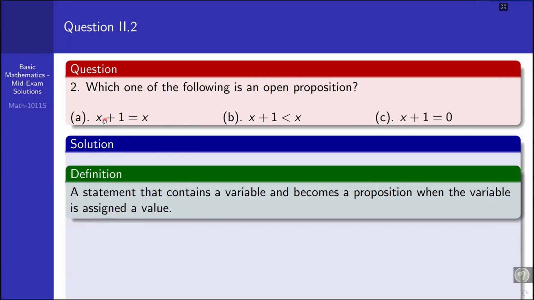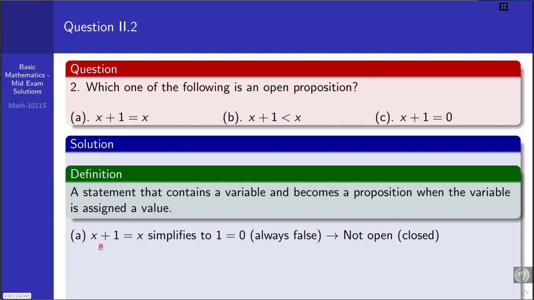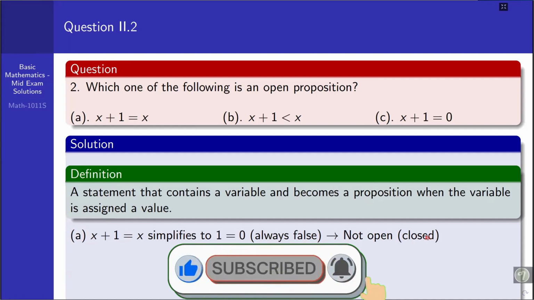So which of the given alternatives will satisfy the definition we already defined here? When we see the first one, x plus 1 is equal to x, it can be simplified as 1 is equal to 0. That means if we take x to the right side and subtract, x minus x becomes 0, giving 1 is equal to 0. It doesn't involve a variable, so that is a closed statement. Therefore, it is always a false statement, so it is not open, rather it is a closed proposition.